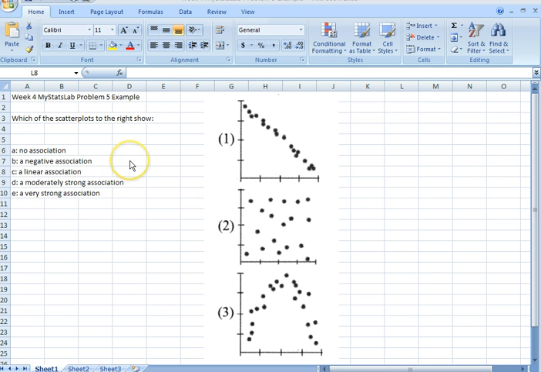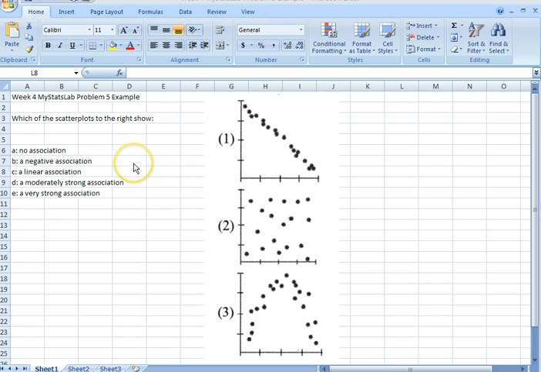Okay, part B asks us to find the scatter plot that has a negative association. Well, a negative pattern would run from upper left to lower right. I think it's very obvious here that number 1 has a negative pattern going from upper left to lower right. The other two do not do that. So for part B, the answer is 1.